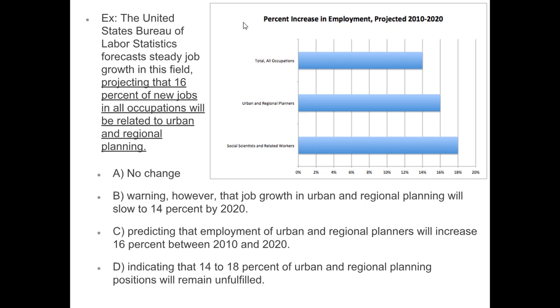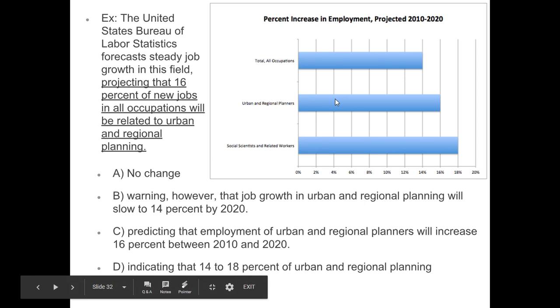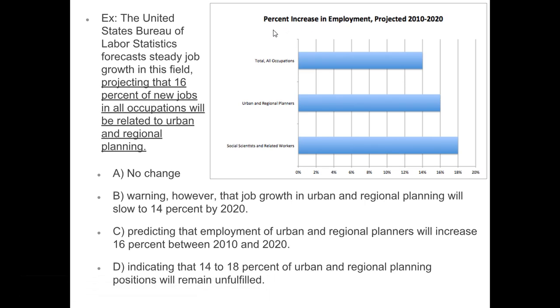So the first thing we want to do before we see which description matches this is RTG, read the graphic. This is telling us the percent increase in employment projected 2010 to 2020 for various categories of jobs. For all occupations, it's 14%. For urban and regional planners, there's a projected increase in employment of 16%. And for social scientists and related workers, 18%.